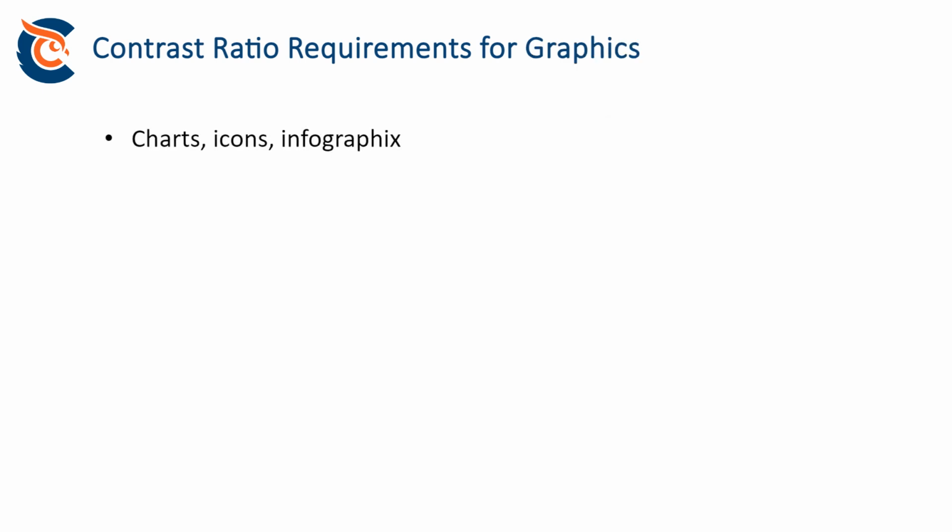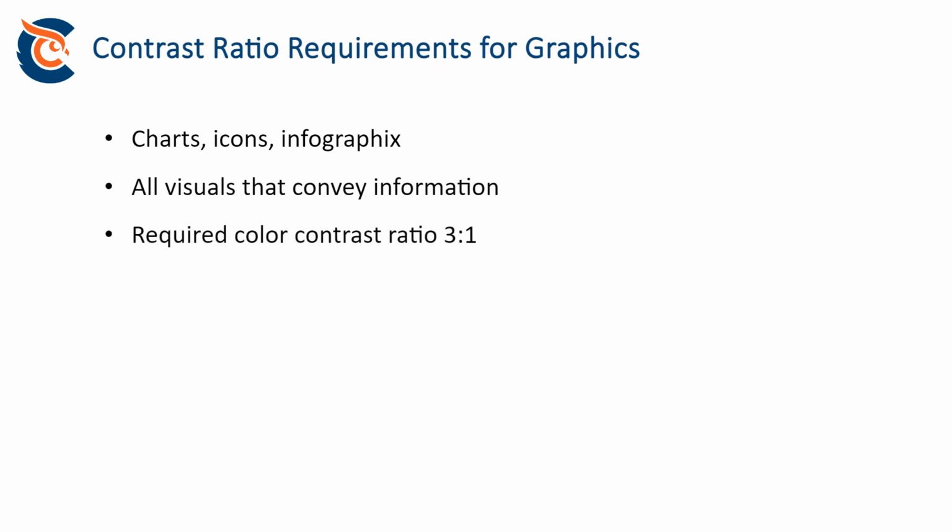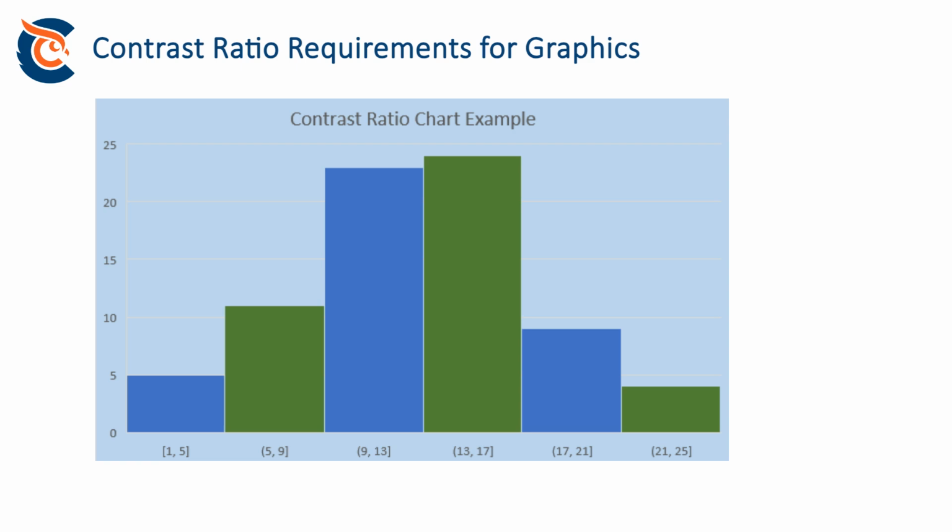Charts, icons, infographics, and all other visuals that convey information require a contrast ratio of at least 3 to 1 against adjacent colors and the background. Let's look at a chart that was created in Microsoft Word. Using the WebAIM contrast checker, which allows you to use an eyedrop or hex code to enter colors, it will generate the contrast ratio and also tell you if it meets the requirements.